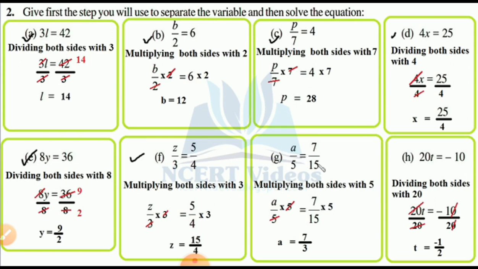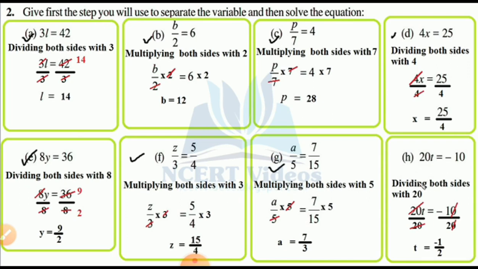G. A upon 5 is equal to 7 upon 15. Multiplying both sides with 5. 5 cut, as well as you can see 7 upon 15 multiplied by 5. 5 1s are 5, 5 2s are 10, 5 3s are 15. Yes, you can cut. So final answer is x is equal to 7 by 3.